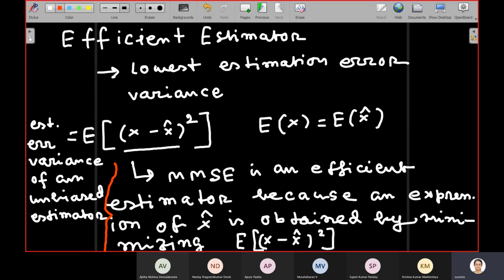Tomorrow we are going to look at other estimators. First we'll derive the weighted least squares estimator, and then we have the linear MMSE. We'll apply the linearity constraint on the expression of x hat, and then derive the linear MMSE estimator, which is a linear function of y and at the same time also has an important property of the MMSE. Using a particular property of MMSE, we are going to derive that.